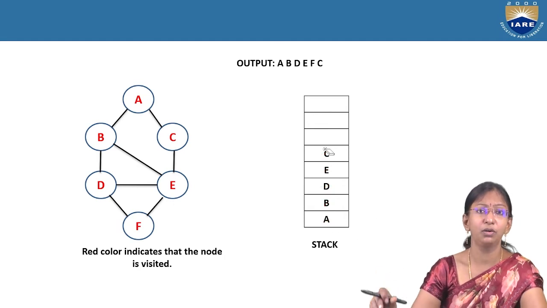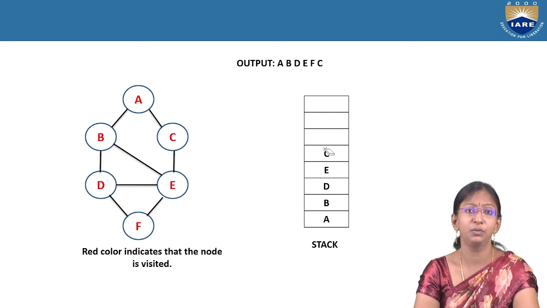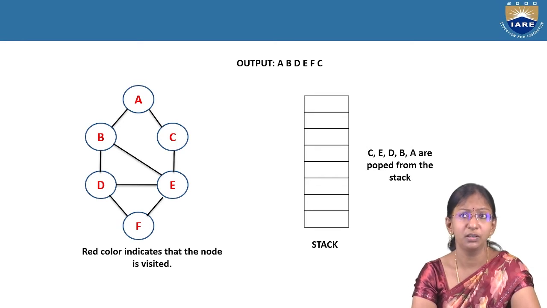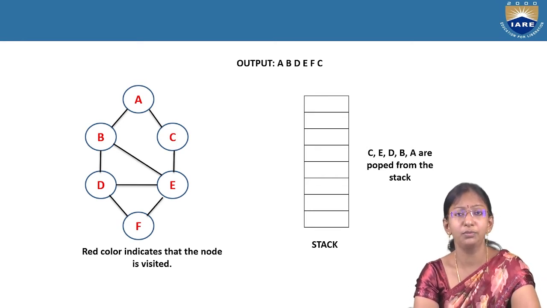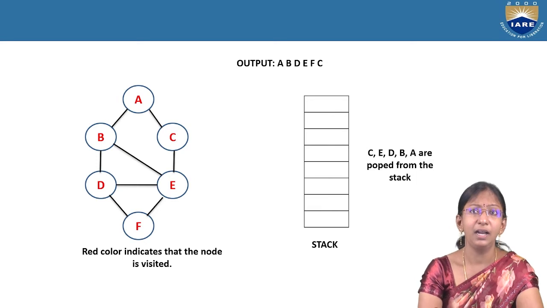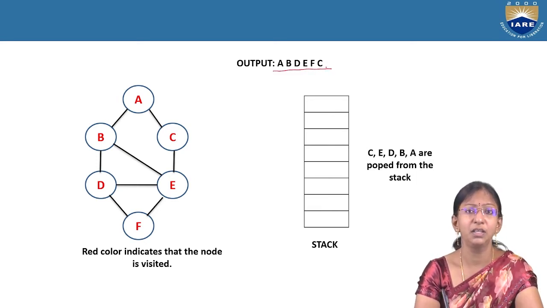What do you mean by top is equal to -1? It says that the stack is an empty stack. The same I have shown pictorially. So once we remove one by one from the stack, when we reach a condition where the stack is empty, it means that we have visited all the nodes. We have visited all the nodes, and the order in which we have visited them is stored in the output.